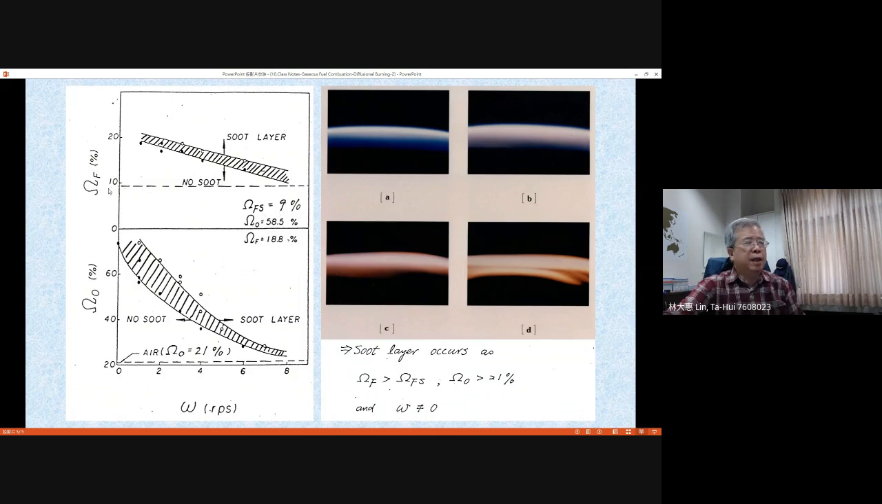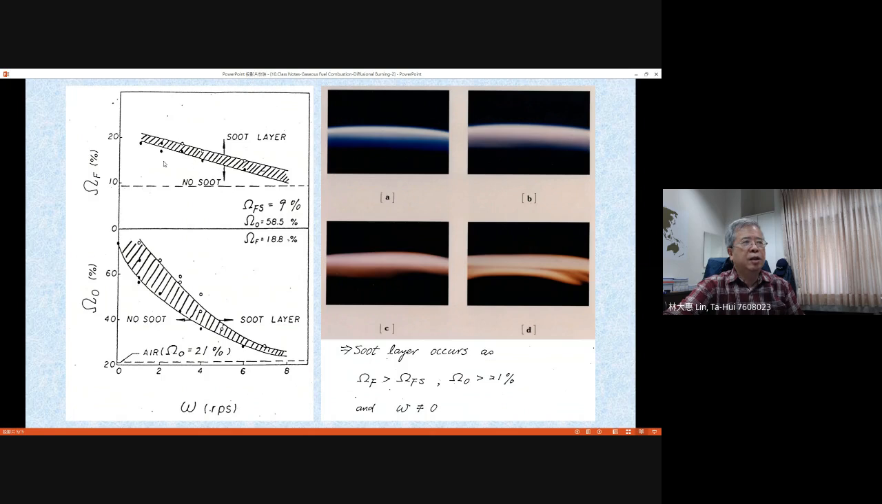Okay, but here they tell you from the experiment, if you keep the fuel concentration at 9, the stoichiometric 9, then without rotation, even if you increase the 6th and 7th, there is no soot. This means you need to increase the fuel higher than the original stoichiometric value of 9%, and then you may have soot when you have a smaller recirculation.